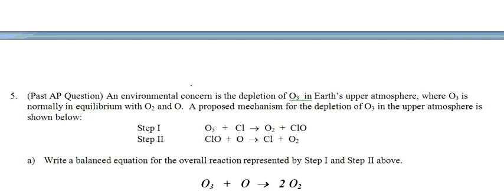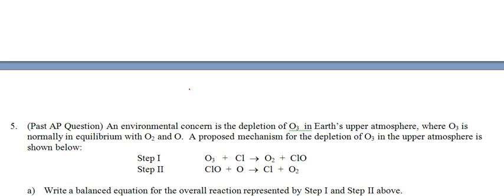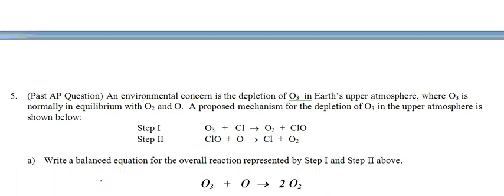Alright, let's scan on down. Question number 5. Very good. Past AP exam question. It says an environmental concern is depletion of ozone, O3, in the Earth's upper atmosphere, where ozone is normally at equilibrium with oxygen gas, O2, and oxygen that is not diatomic. A proposed mechanism for the depletion of ozone in the upper atmosphere was shown below. You're given a 2-step reaction mechanism. Part A asks you to write a balanced equation for the overall reaction represented in step 1 and step 2.